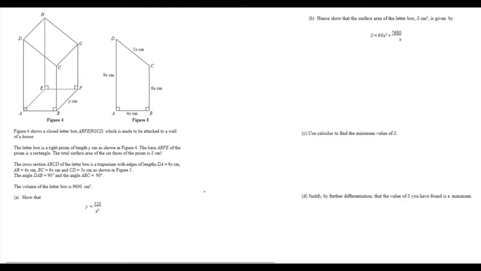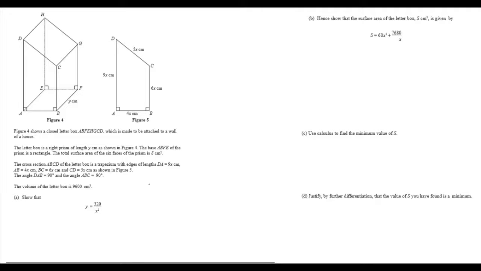So first of all, show that y equals 320 over x squared, and then hence show that the surface area for the whole thing would be 60x squared plus 7,680 over x. Once you have that, use calculus to find the minimum, and then justify by further differentiation that it is indeed a minimum. So you may wish to think, how can you work out the volume and surface area of such a 3D shape, and think back to the steps we just did with the previous example. Either way, just pause the video, have a go for yourself, and then press play again when you're ready to compare.